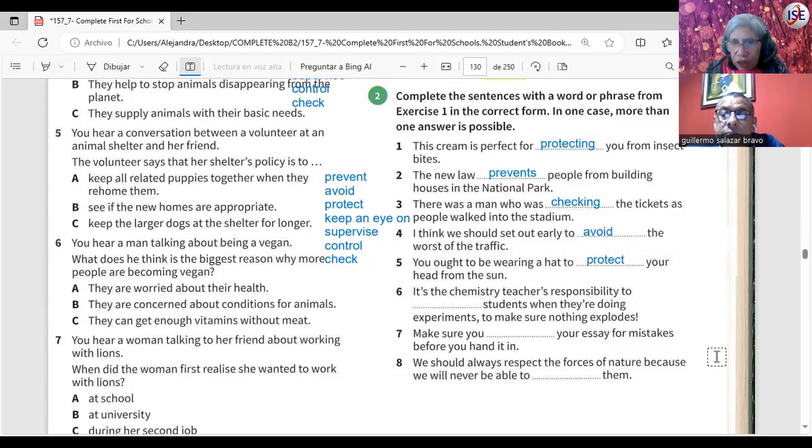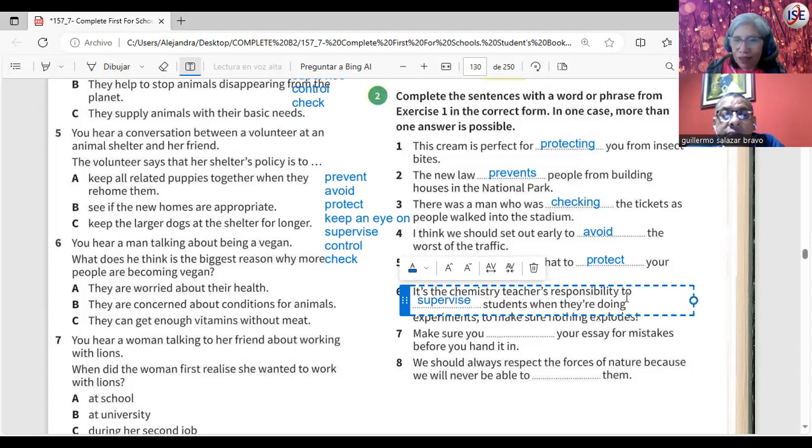It's the chemistry teacher's responsibility to supervise students when they are doing experiments, to make sure nothing explodes. What is the teacher's responsibility? There are two options: supervise or keep an eye on. Yes, they have to supervise or keep an eye on, because keep an eye on means observe carefully.